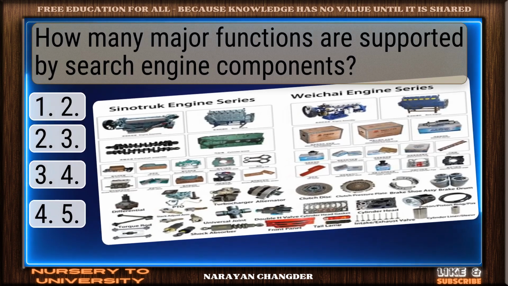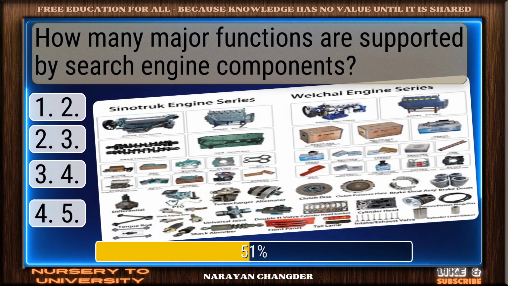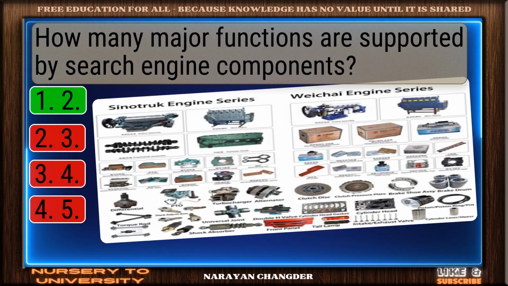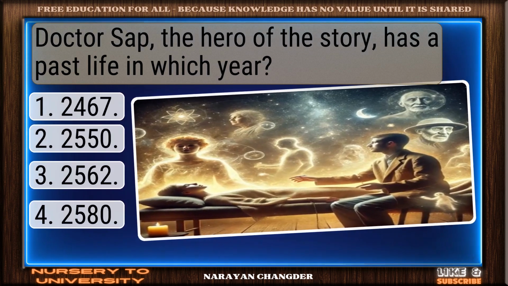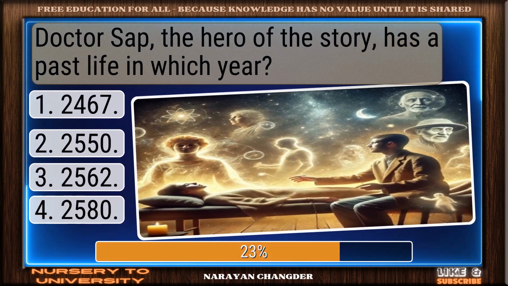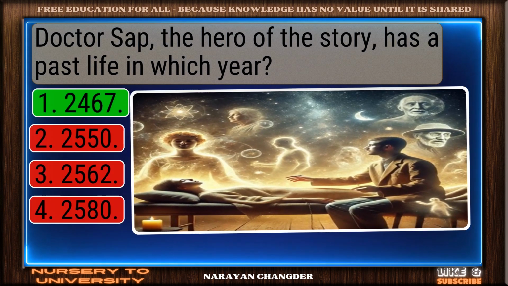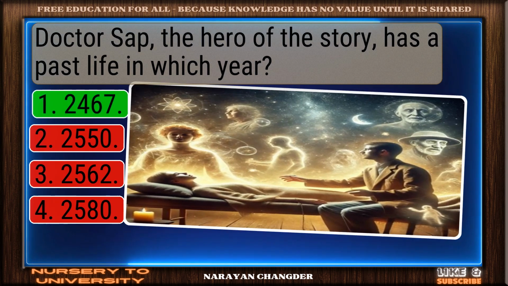How many major functions are supported by search engine components? Well picked. 2 is the correct answer. Dr. Sapp, the hero of the story, has a past life in which year? Good thinking. 2467 is the right answer.